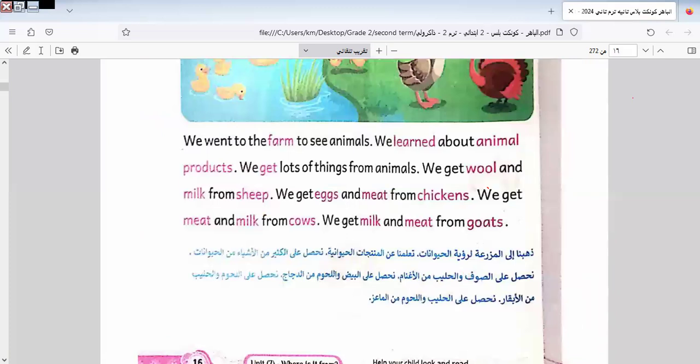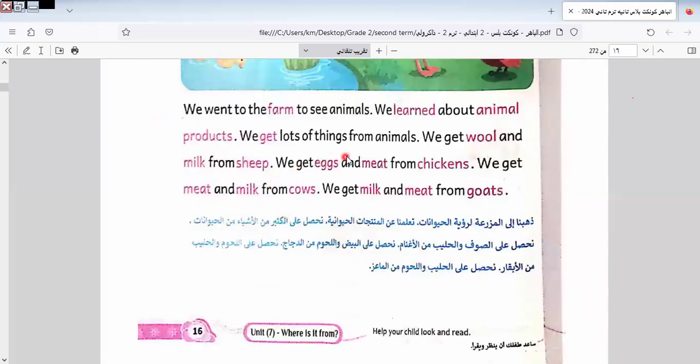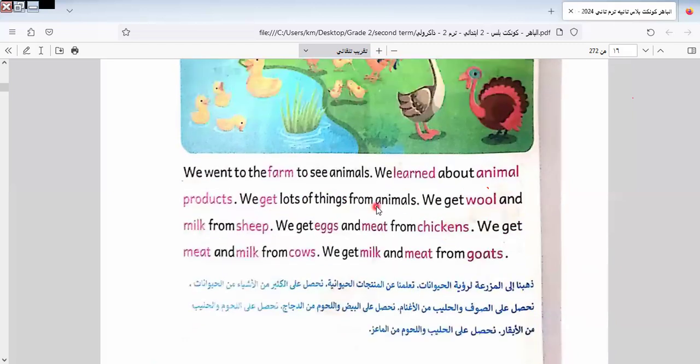Here we have a text. Let's read it together to answer the questions below. We went to the farm to see animals. We learned about animal products. We get lots of things from animals. We get wool and milk from what? From sheep. We get eggs and meat from chickens. We get meat and milk from cows. We get milk and meat from goats. I will repeat and you repeat with me.